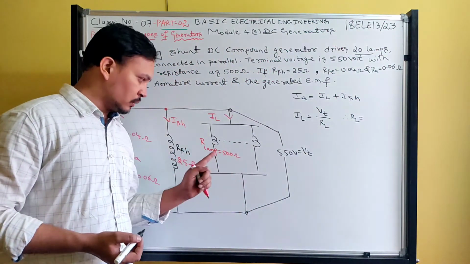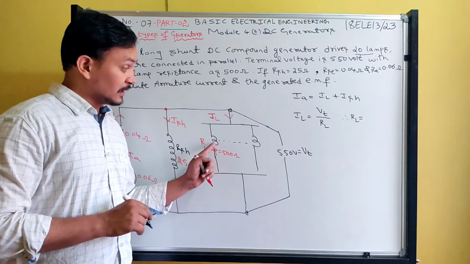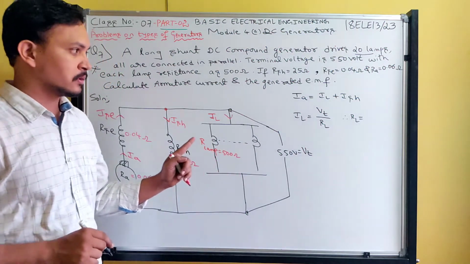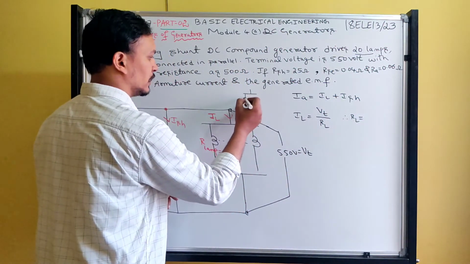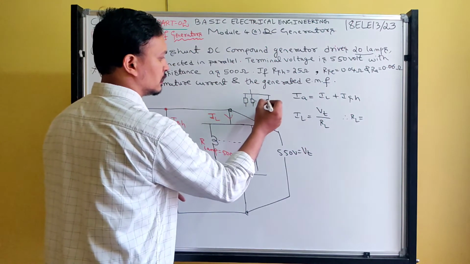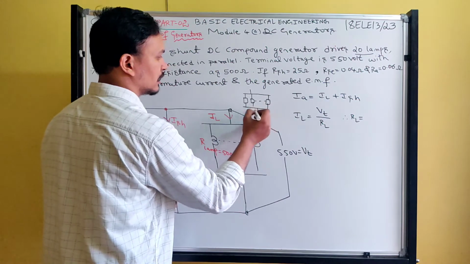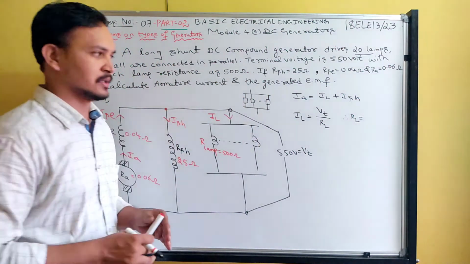Each lamp has a resistance of 500 ohms. How many lamps are there? 20 lamps. This is one resistor, and like this, 20 resistors are all connected in parallel. What is the effective resistance of this? That is the load resistance.